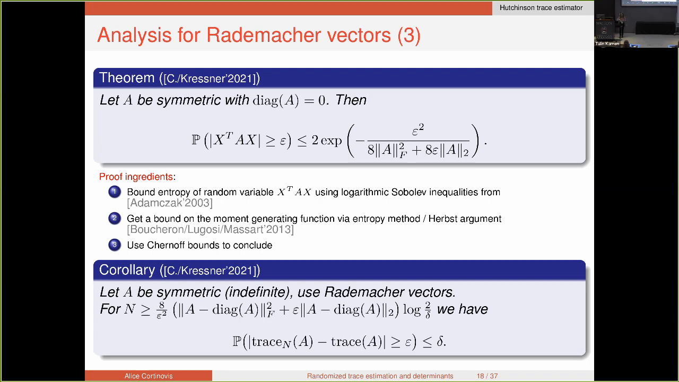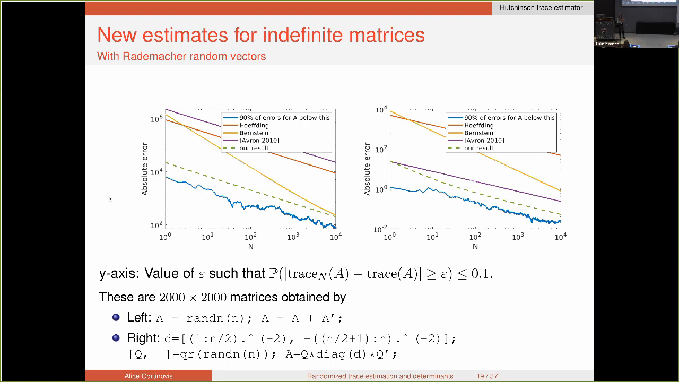But then again, we have a bound for one quadratic form, and using the embedding trick, we can get a bound for the Hutchinson trace estimator, which is this one. To get this, we need a number of samples proportional to 1 over epsilon squared, as we would expect, times the logarithm of 2 over delta. And here we have the Frobenius norm squared of A minus the matrix containing the diagonal of A.